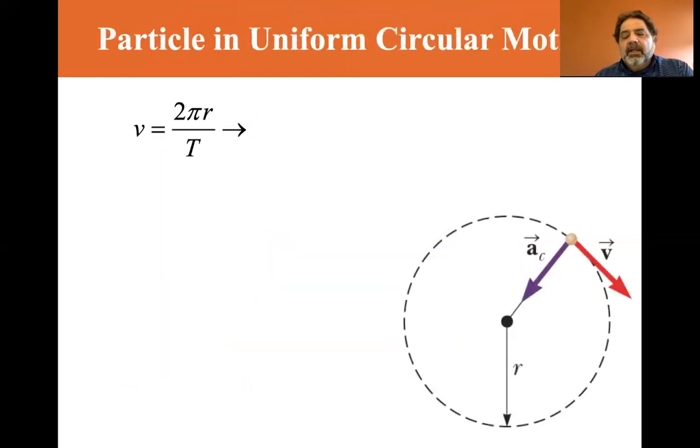So now, a particle is going around a circle of radius r. What is one trip around the circle? Well, it's 2 pi r. The circumference of any circle is 2 pi times the radius.